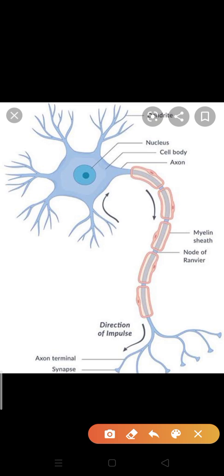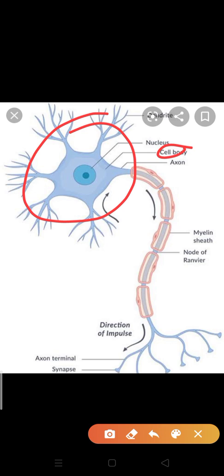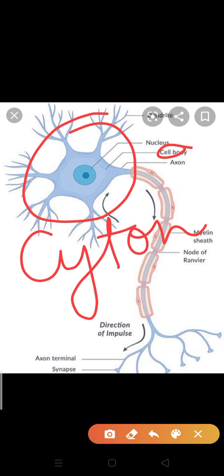This part is known as the cell body, and another term we use for the cell body is the cyton. So what is the cyton? The cyton is the cell body area of the neuron. It is covered with a cell membrane, and the cell membrane encloses the cytoplasm inside of it.